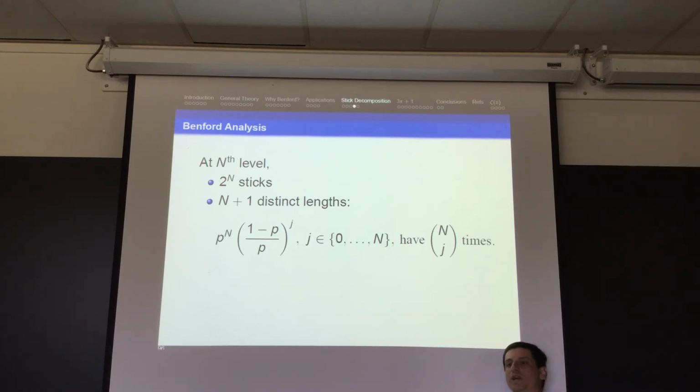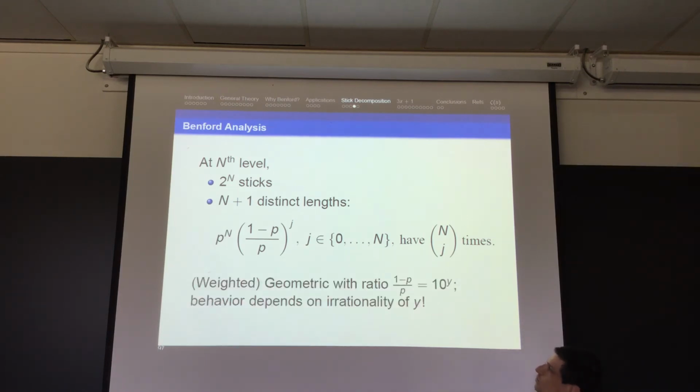If (1 minus P) over P squared is a power of 10, then every 2 times I get back to where I started. So I want to make sure that (1 minus P) over P is not a power of 10. So if (1 minus P) over P is 10 to the y, where y is rational, I'm going to get non-Benford behavior. And then if it is irrational, then you will get Benford behavior, and you can actually get things about rates of convergence.